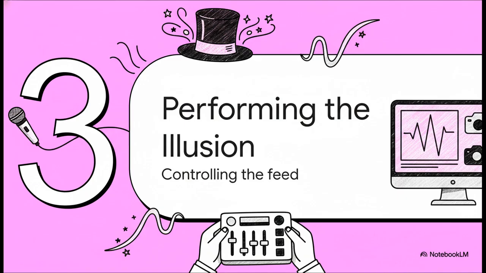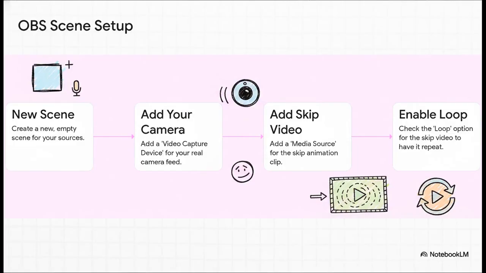This is where you, the magician, really take control. Inside OBS, you're just going to set up two things in your scene. The first is a video capture device. That's just your real face coming from your webcam. The second is a media source, and that's the skip animation video we grabbed earlier. Oh, and make sure you click the loop option so that little animation just plays over and over again.